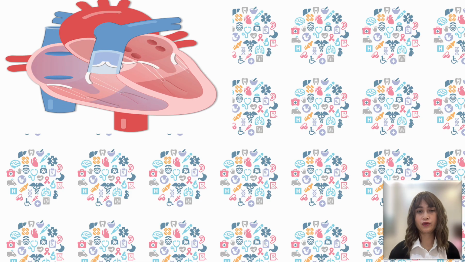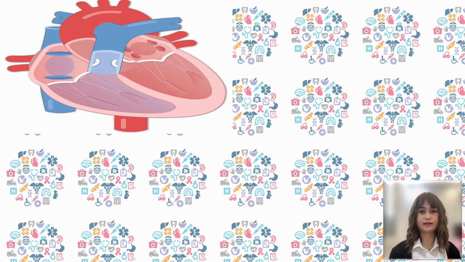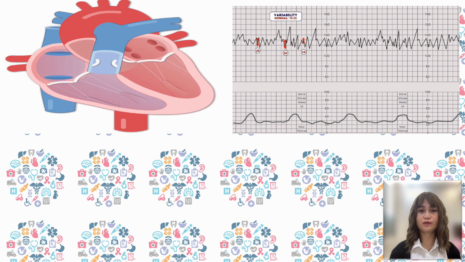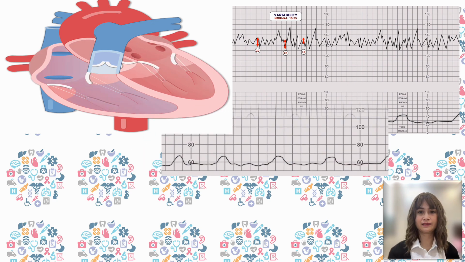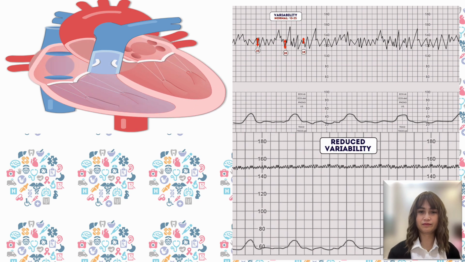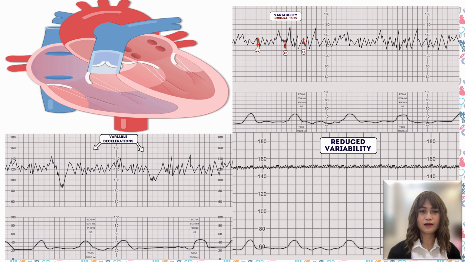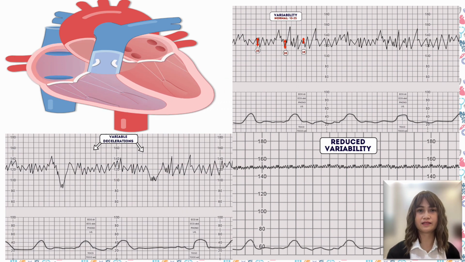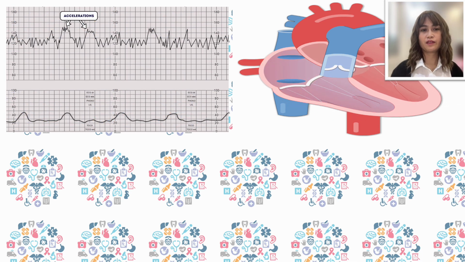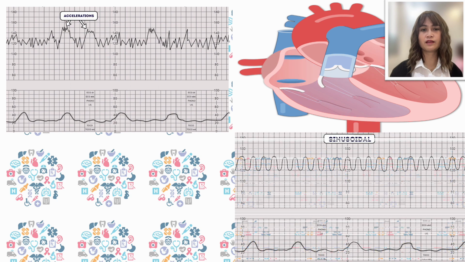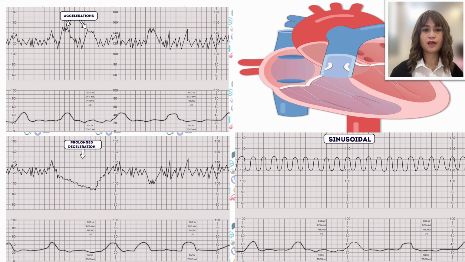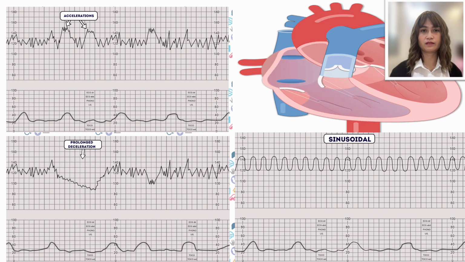Now, I'm going to show you examples of a CTG tracing. This is a trace with a normal variability. And this one has reduced variability. This one has variable decelerations. This is another trace that emphasizes the accelerations. This is your sinusoidal pattern. And this one has prolonged deceleration.